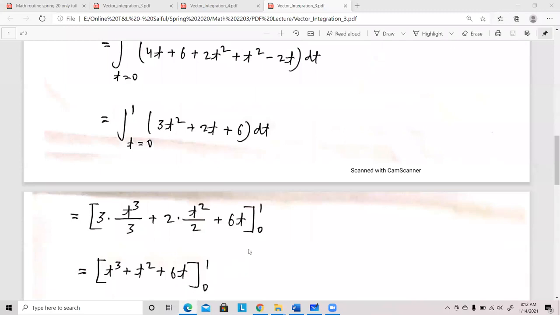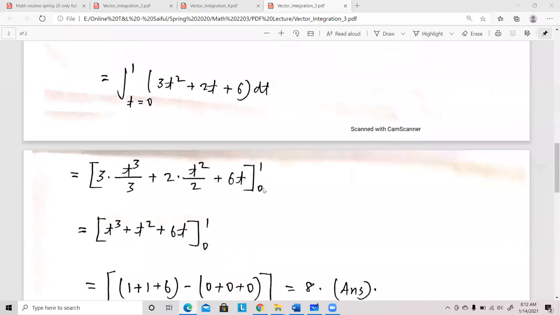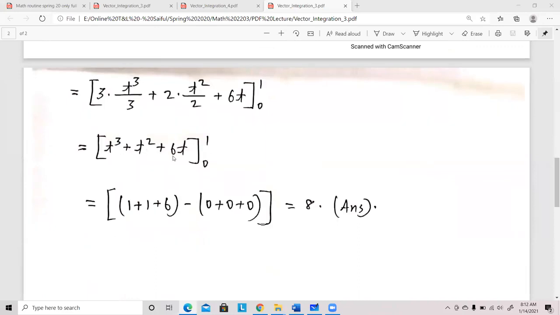Now if we impose the lower and upper limits, for the upper limit t equal to 1 we get 1 plus 1 plus 6, and for t equal to 0 all the terms will be 0. If we simplify, 6 plus 1 plus 1 means 8. So the value of the required integral is 8.